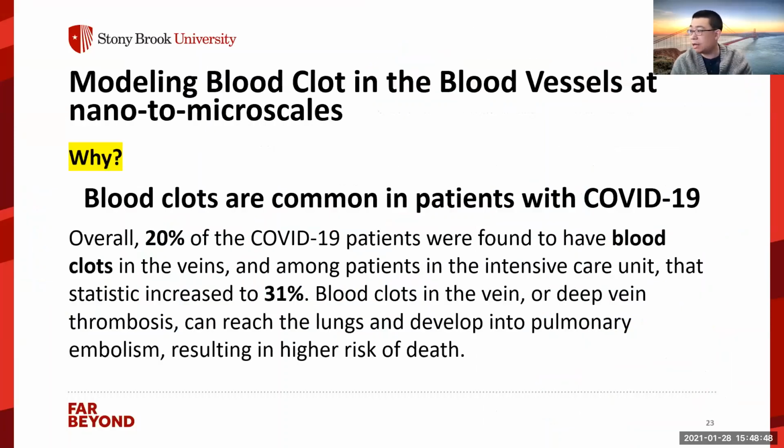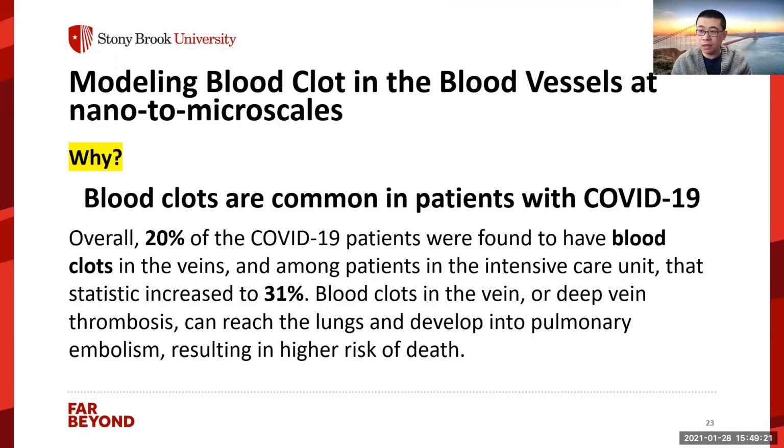So last, I want to use 2 minutes to talk about our larger computer simulation systems. As Joe mentioned previously, we are studying blood clots. We also found that blood clots are quite common in patients with COVID-19. For example, we found that 20% of COVID-19 patients have blood clots, and this number increased to 31% for ICU patients.